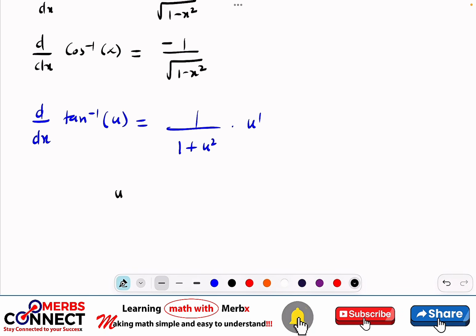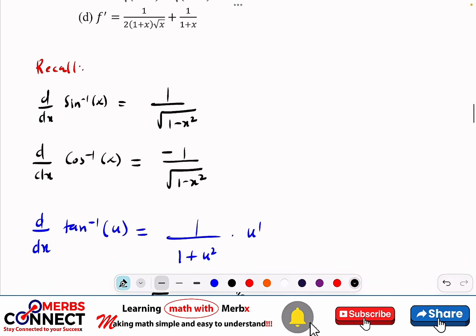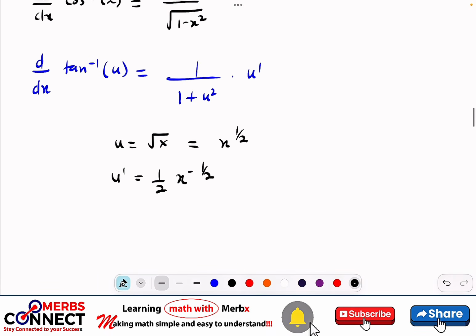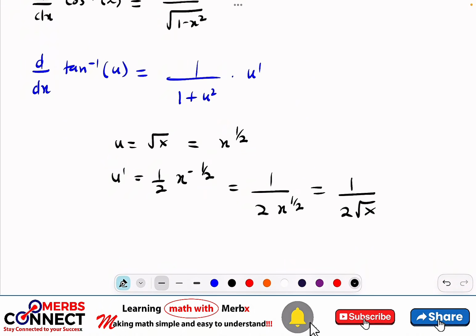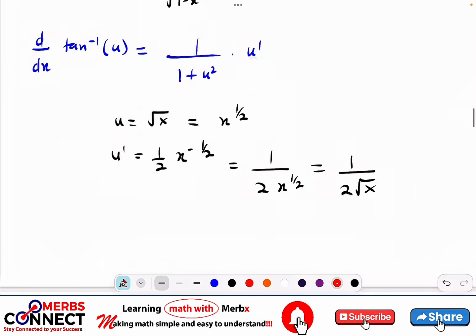So let's see that. Now u is equal to the square root of x, and this is the same as x to the power 1 over 2. So we need u prime. u prime is going to be 1 over 2 x to the power, subtract 1, so 1 over 2 minus 1, right? So that's what we are going to get. Now this can be written as 1 over 2 x to the power 1 over 2, and this is the same as 1 divided by 2 square root of x. So now we know u prime, so let's do substitution with that.